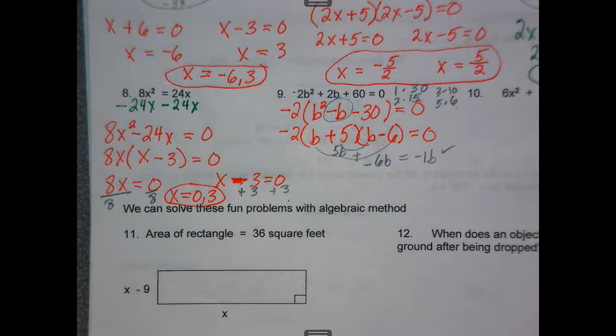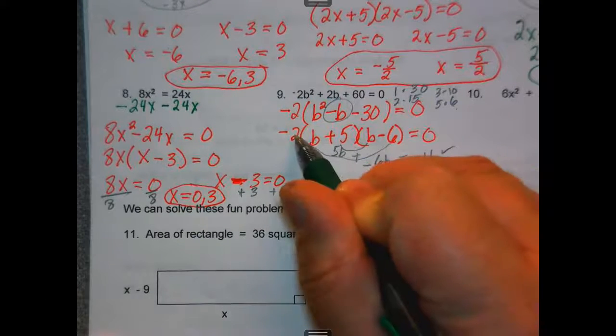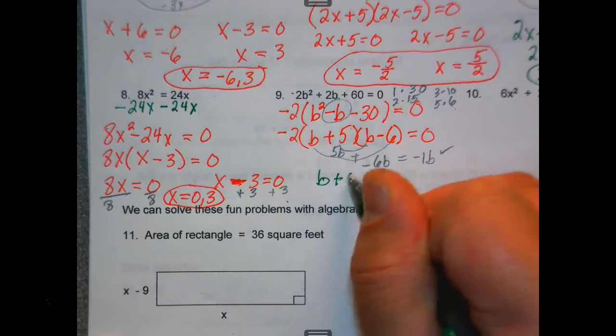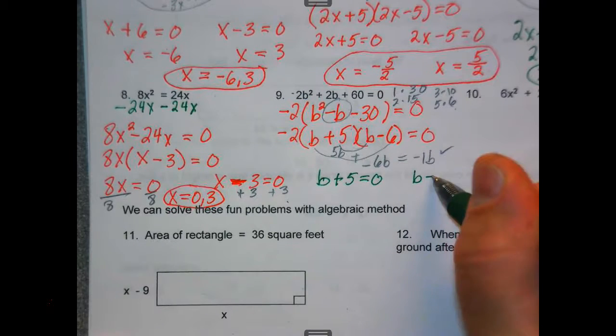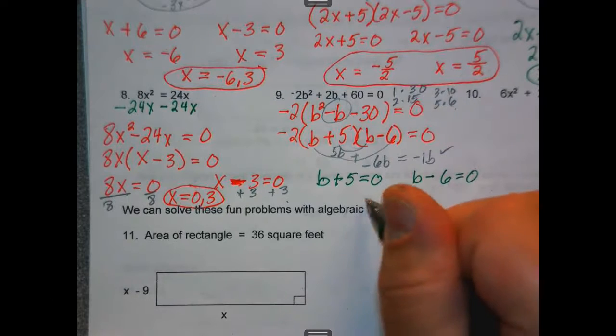Okay, I'm not going to worry about this negative 2 for now. B plus 5 equals 0, or b minus 6 equals 0. So what does b equal?